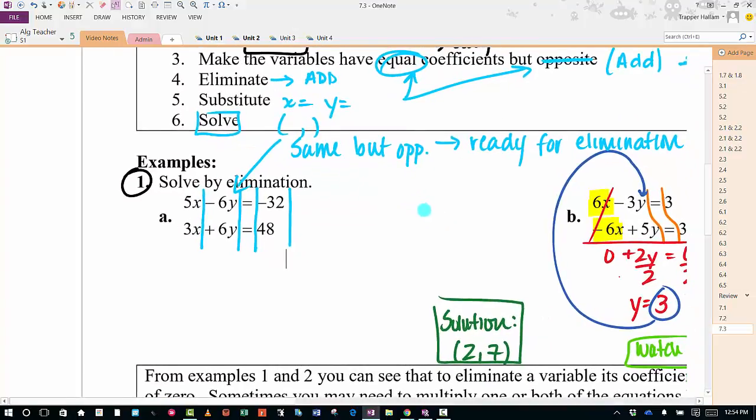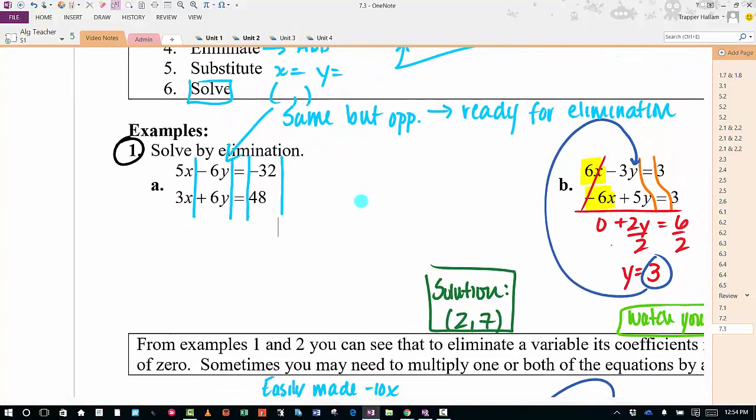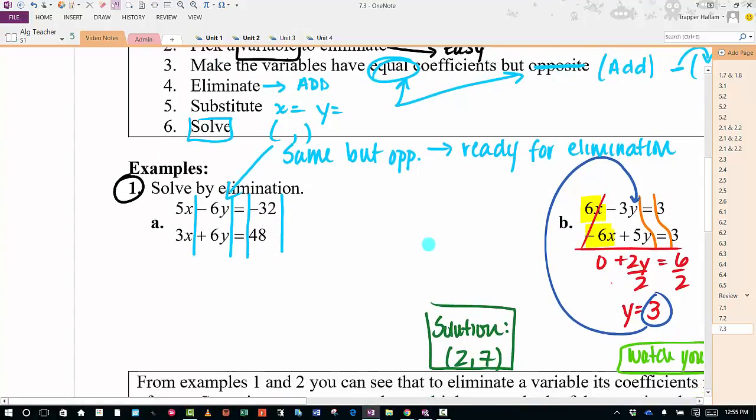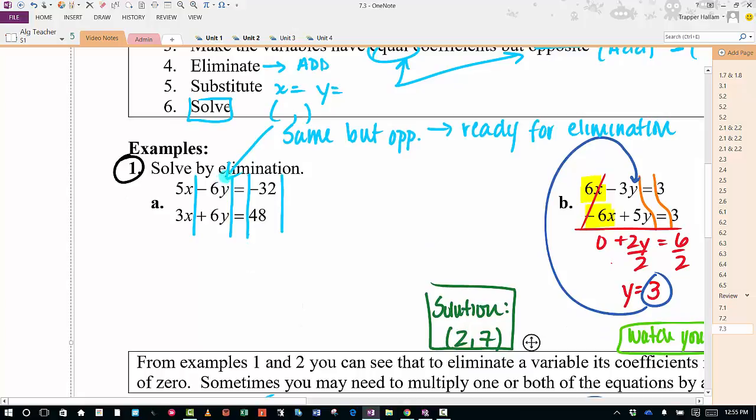Okay, so now that we have that lined up, the next thing we have to pay attention to is that we have equal and opposite signs. So I'm going to pick the negative 6y here and the positive 6y. Why? Because they're equal and opposite. If I think of them as an addition problem or subtraction problem, if I do subtraction, this becomes negative, and then we have to change stuff.